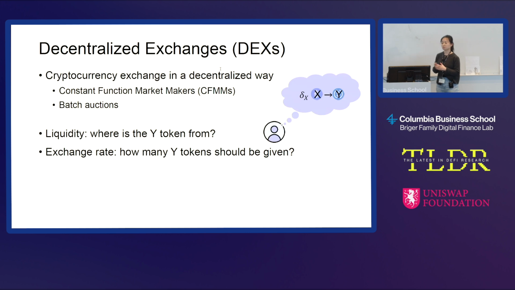Let's go straight to the point. In decentralized exchanges as a DeFi application, people who own some amount of X token want to exchange it for some Y token. Facing these customer needs, when we design a DEX, no matter whether it's CFM based or batch auction based, the designers should answer two questions. The first is where we should find the Y token the user needs, and secondly, suppose we have the Y token, how many should we give the user?